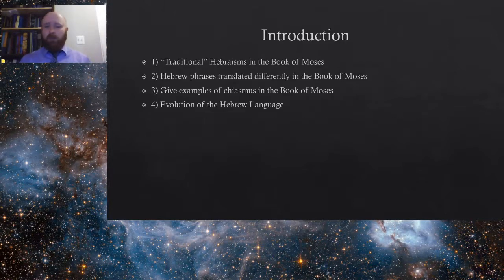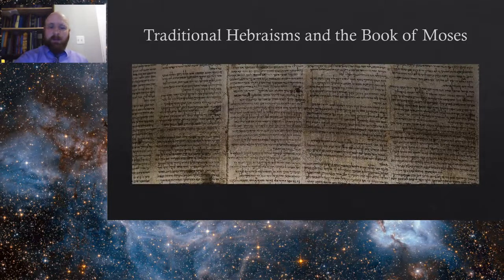This paper will, number 1, give examples of some traditional Hebraisms in the Book of Moses. Number 2, give examples of Hebrew phrases translated differently in the Book of Moses than in the King James Old Testament. Number 3, give examples of chiasms in the Book of Moses. And number 4, discuss how the evolution of the Hebrew language impacts the search for Hebraisms in the Book of Moses. A Hebraism is an example of an occasion where a text translated from Hebrew into another language reflects the style of the original Hebrew. There are a number of these in the Book of Moses.